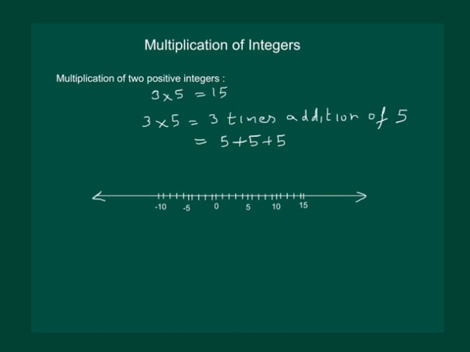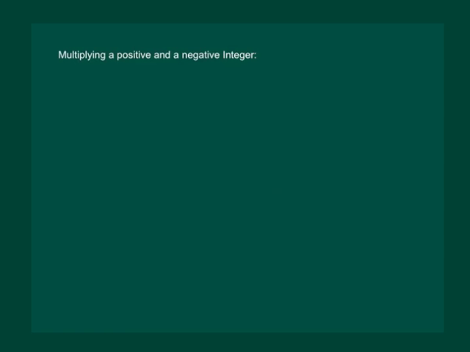To represent 3 into 5 on number line, we will perform 5 plus 5 plus 5 on the number line and get 15 as the answer. Let us see what happens if we multiply a positive integer and a negative integer. Say we have 3 into minus 5.